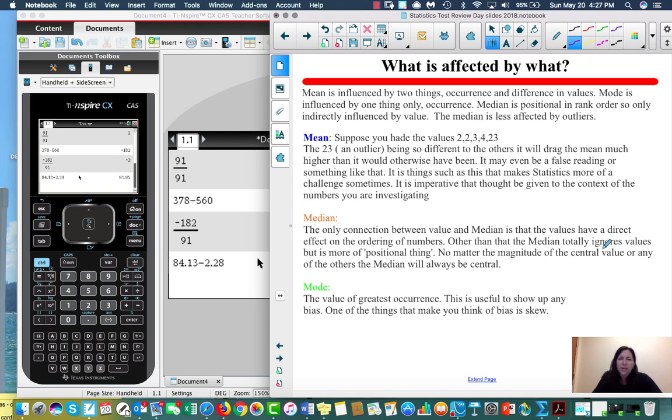Okay, so a couple of things that I just wanted to stress was what is influenced or affected by what? So, for example, the mean is influenced by two things: the occurrence and the different values. The mode is influenced by only one thing, the occurrence. The median is positional. It's in the middle. So the only thing that's going to influence the median is another value, because then it might be slightly off. So the median is not usually affected by an outlier, because it doesn't really matter if it's way out there or in, since you're just counting inwards to the middle.